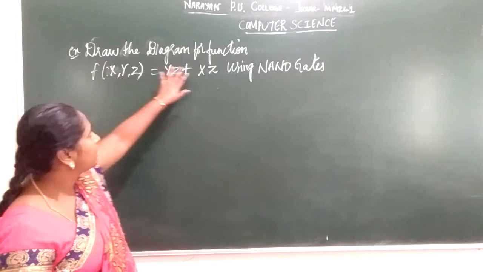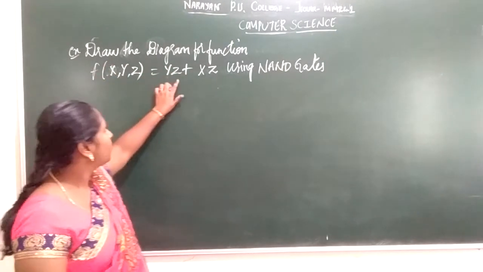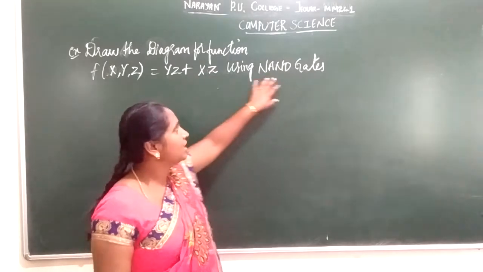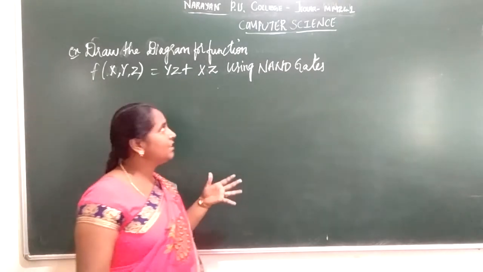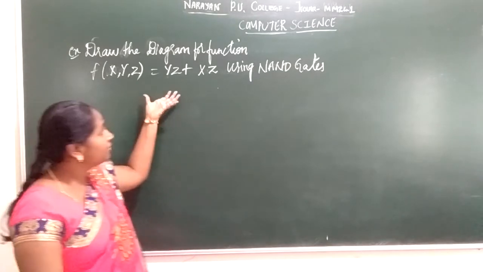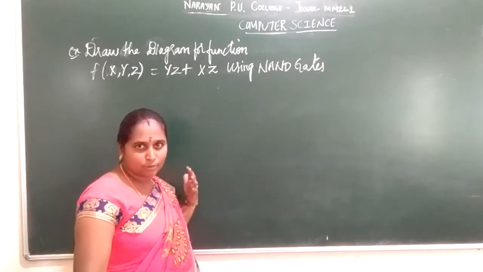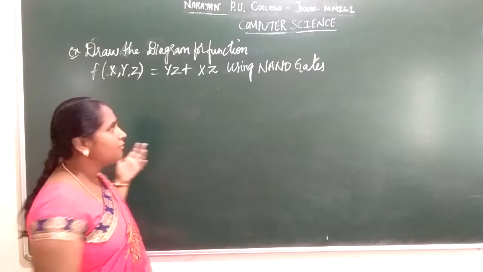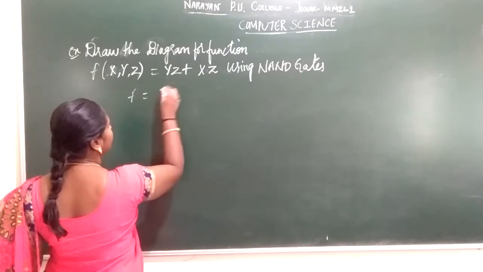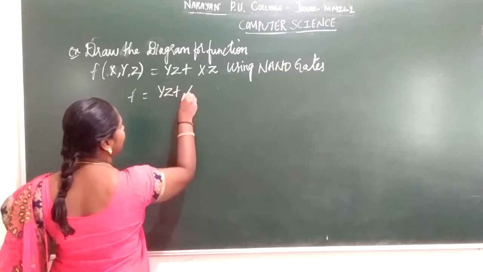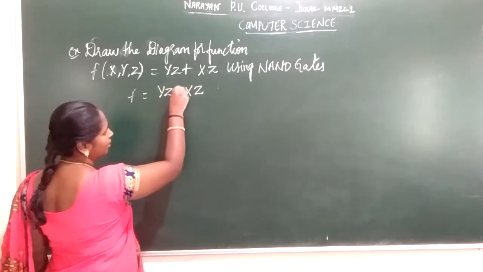Draw the diagram for the function f of x, y, z equals yz plus xz using a NAND gate. If you are more familiar, you can use NAND gates and draw the given expression directly. For an easier way, you can go step by step using the design rules. First rule, you take the function f equals yz plus xz. So this is in the form of sum of products, that is your SOP.